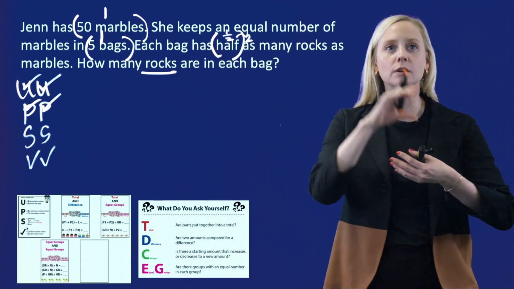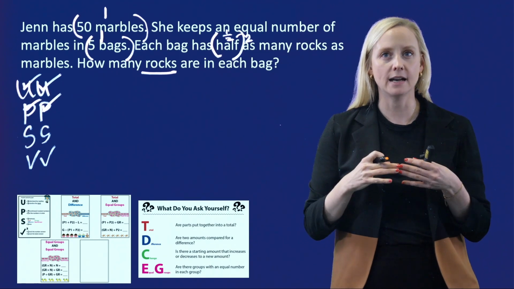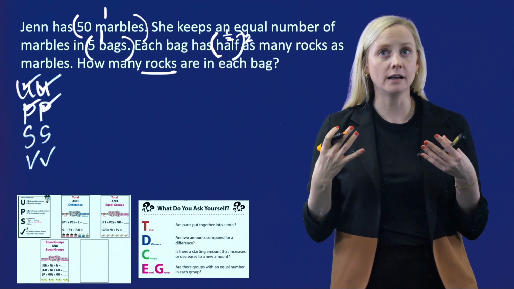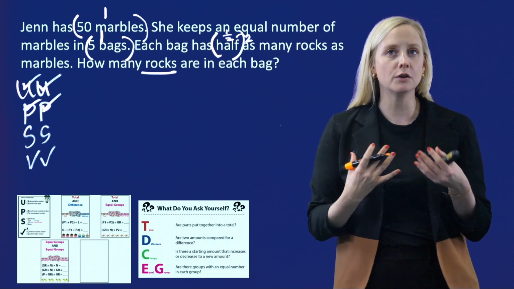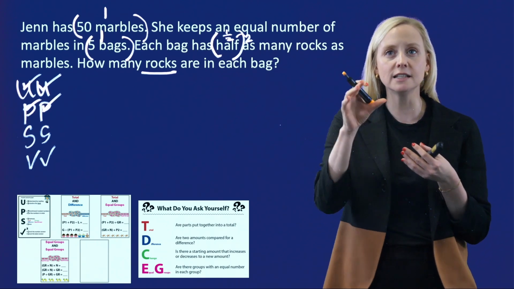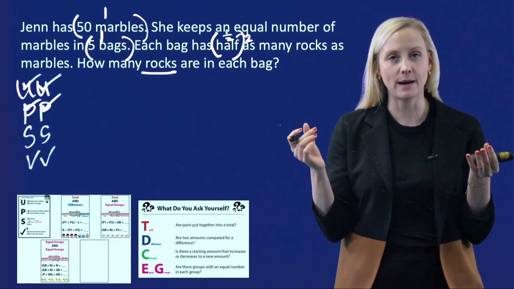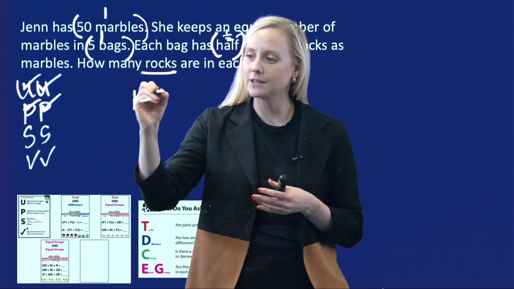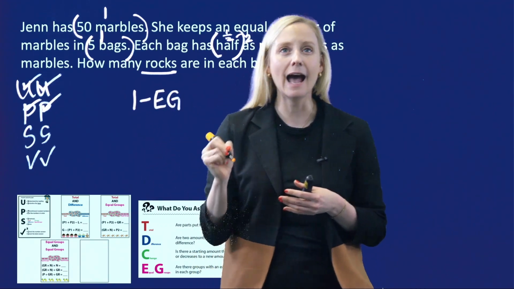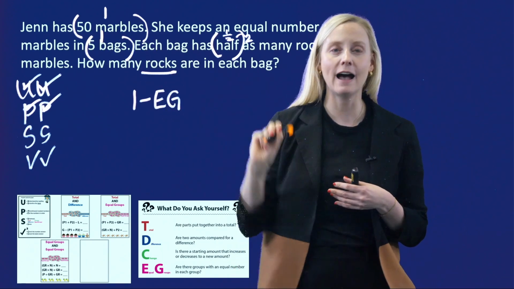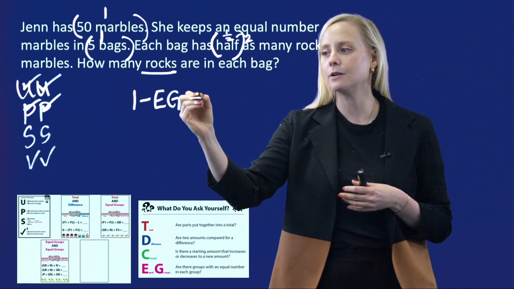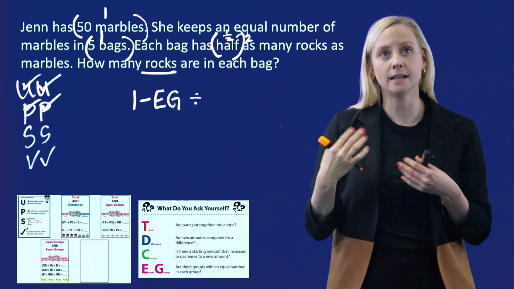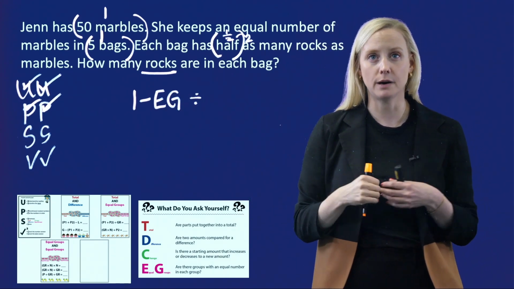She keeps an equal number of marbles in 5 bags. So here we know we have our product, which is our 50 marbles, and our bags, which is our group. We don't know the number in each group. She's sharing these marbles equally among the 5 bags. So I know that I'm going to have an equal groups problem. And I know my product. I know I have 50 marbles, so I'm just going to put a division sign there because that's going to let me know that I have a missing number in each group or a known product.